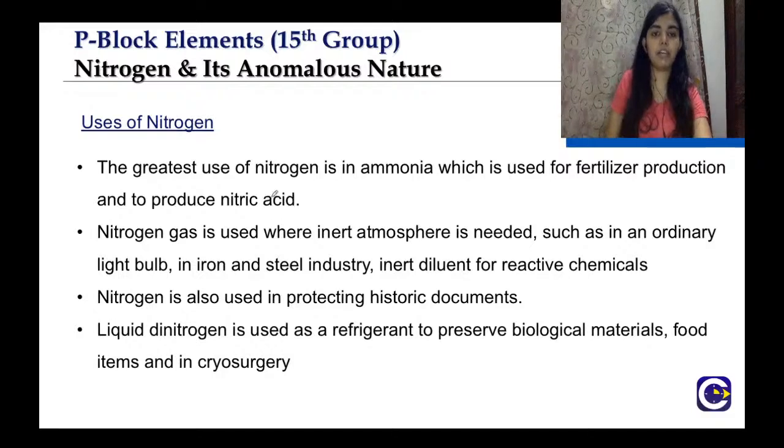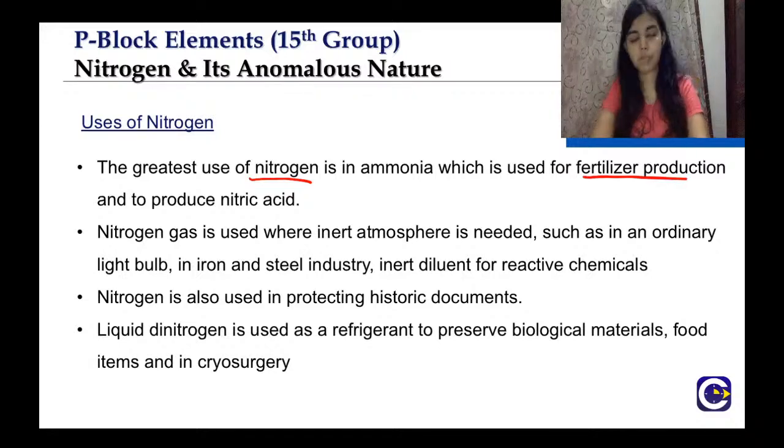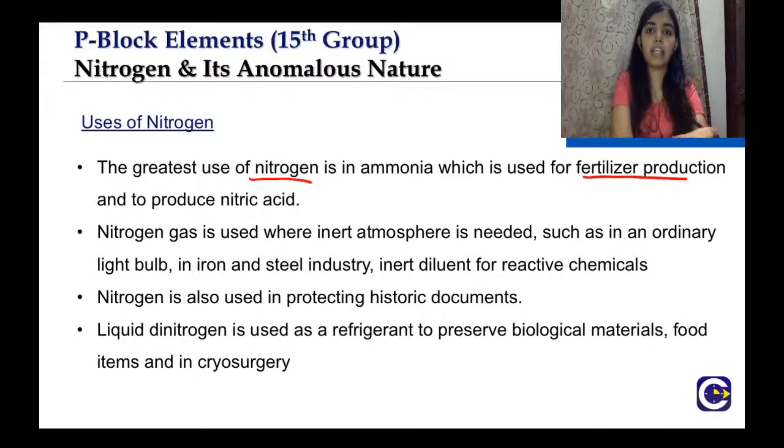For example, the greatest use of nitrogen is in ammonia, which is used in fertilizer production, right? In competitive examinations, especially IIT JEE Mains and Advanced papers, you will not be asked such mugging-up questions frequently. So focus on the reasons: why this particular thing cannot happen, how this particular thing is taking place.